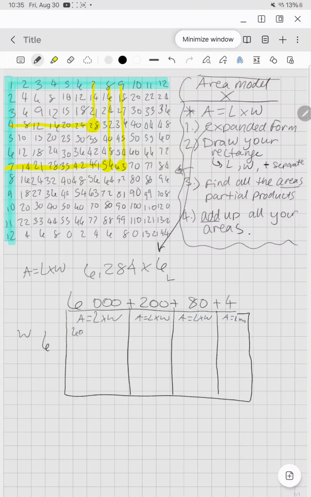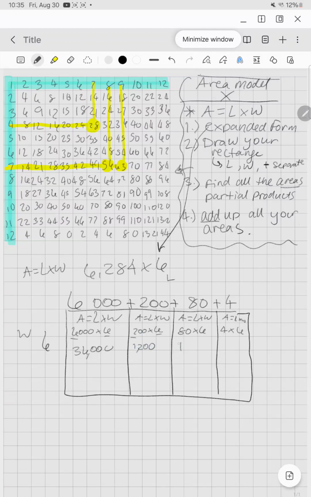I know this would be 6,000 times 6. This would be 200 times 6. This would be 80 times 6. This would be 4 times 6. So I know 6 times 6 is 36. And I stick my 1, 2, 3 zeros at the end. 2 times 6 is 12. And I stick my 2 zeros at the end.